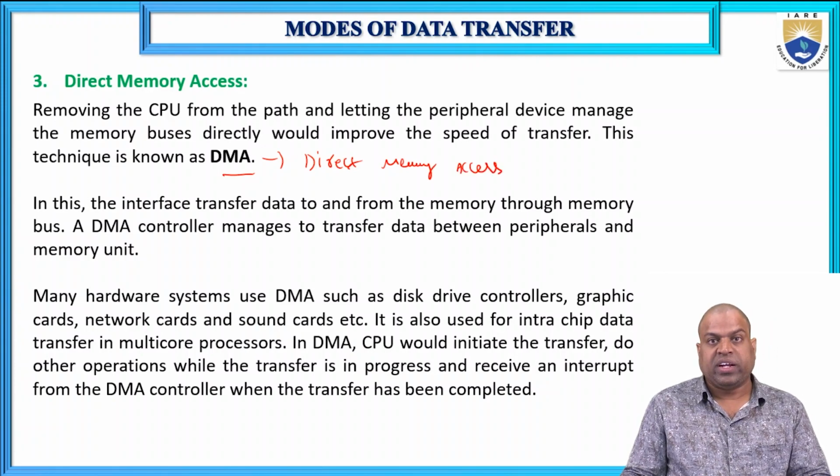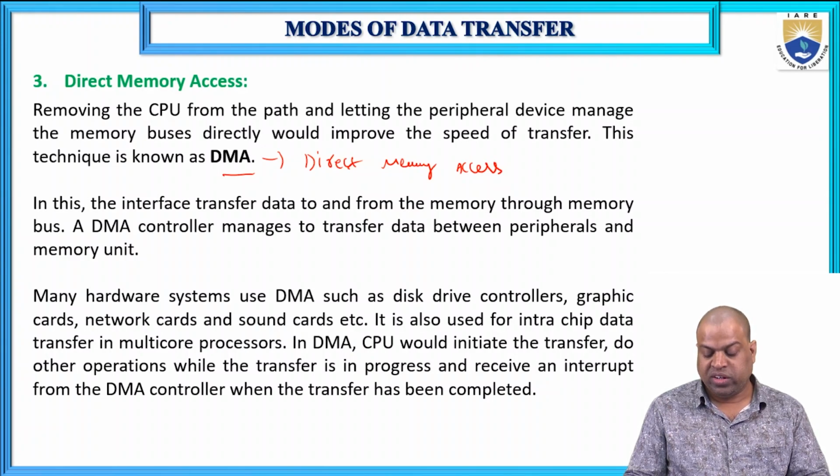In this, the interface transfers data to and from the memory through the memory bus. A DMA controller manages the transfer of data between peripherals and the memory unit. Many hardware systems use DMA, such as disk drive controllers, graphic cards, network cards, and sound cards. It is also used for intra-chip data transfer in multi-core processors. In DMA, the CPU would initiate the transfer, do other operations while the transfer is in progress, and receive an interrupt from the DMA controller when the transfer has been completed.